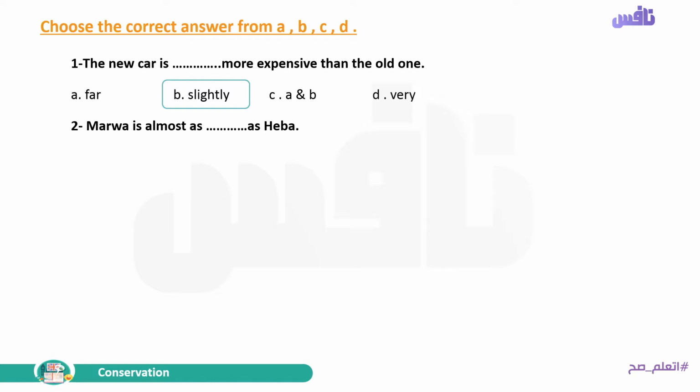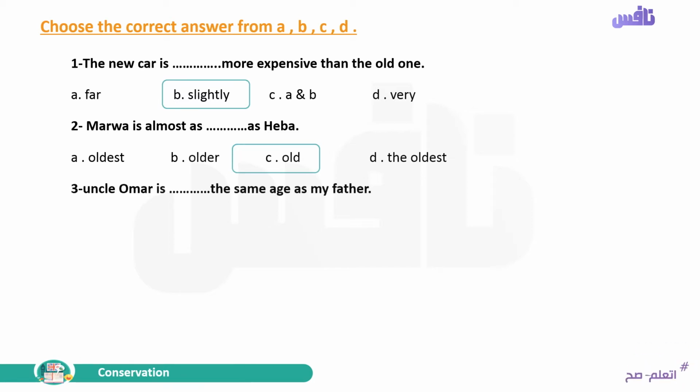Number 2, Marwa is almost as old as Hippa. Oldest, older, old, the oldest. The answer will be old. When we use as, we put the adjective as it is without comparative form. Number 3, Uncle Omar is exactly the same age as my father. Exactly, exact, far, slightly. The answer will be exactly.